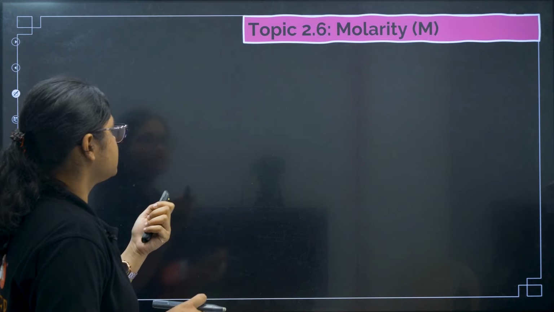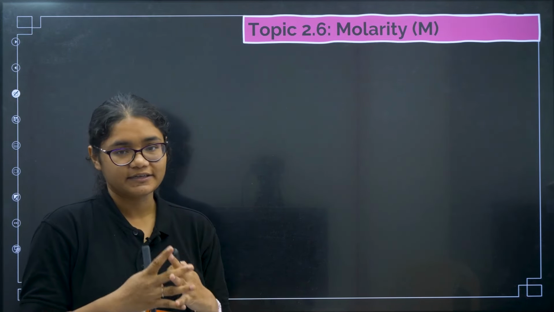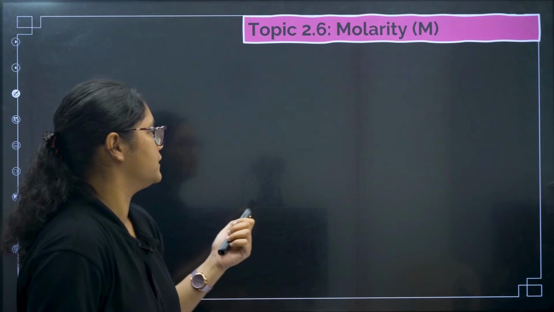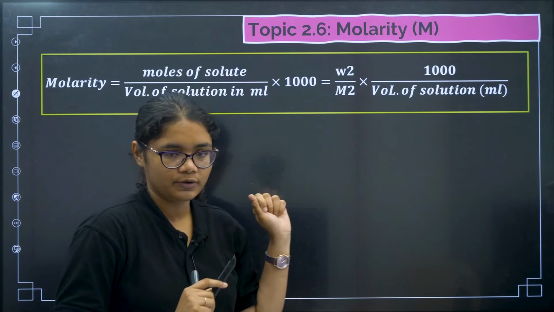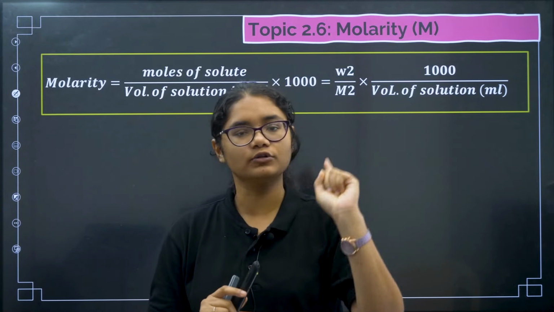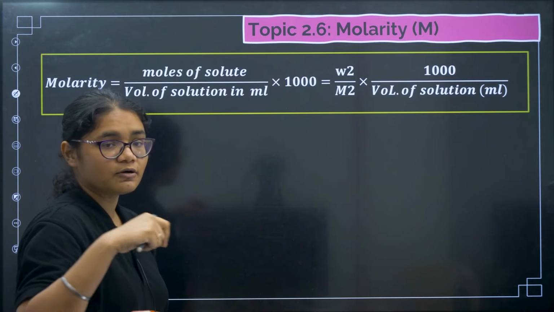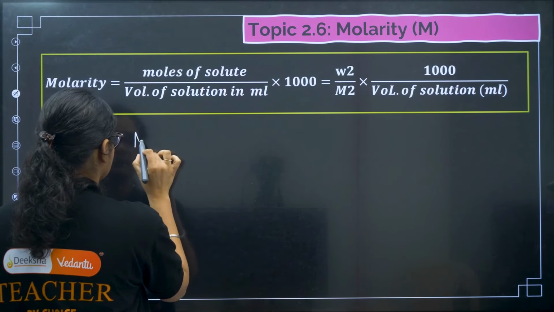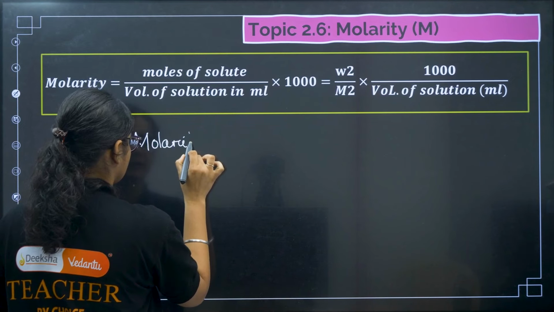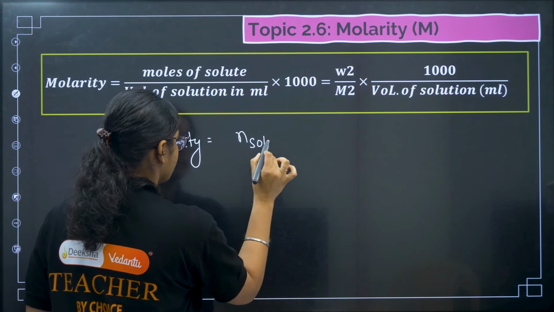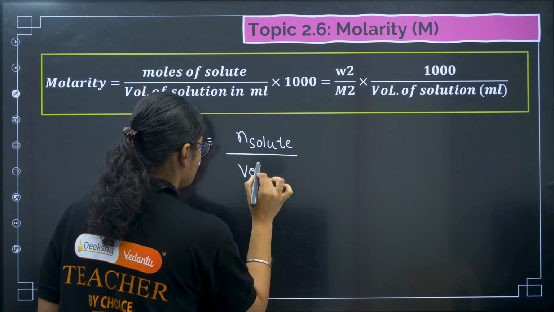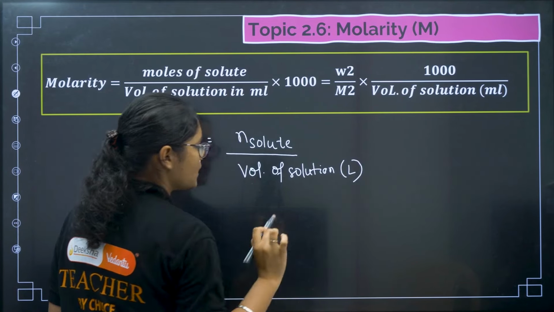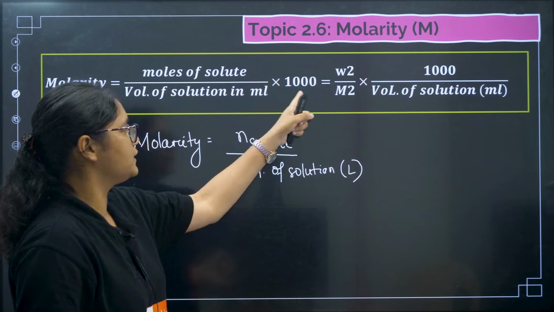Now coming to the second concentration term, the sixth concentration term, that is molarity. Again a very important concept, many questions are asked from here. The formula is moles of the solute by volume of the solution in ml into 1000. If your volume of the solution is in liter, then you need not multiply this 1000. So molarity is equal to number of moles of solute by volume of solution in liter. If you are taking it as milliliter, then you need to multiply 1000.